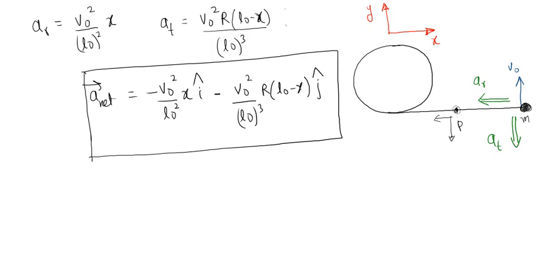So if I put x equal to L naught, then I will get the expression for the acceleration of this particle, which is v naught square by L naught, because if you put x equal to L naught here, you will get v naught square by L naught, and the tangential acceleration will be 0 because L naught minus x will give L naught minus L naught, which is equal to 0. So this is the final expression for the net acceleration of this particle.